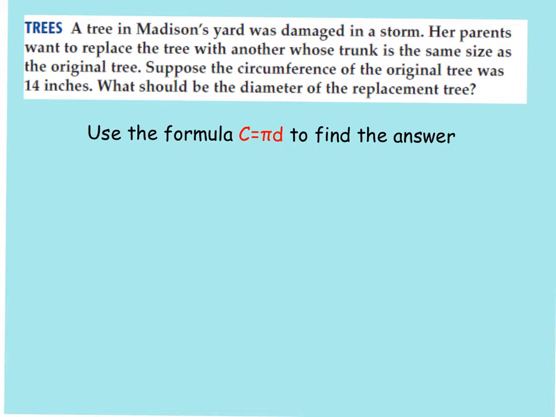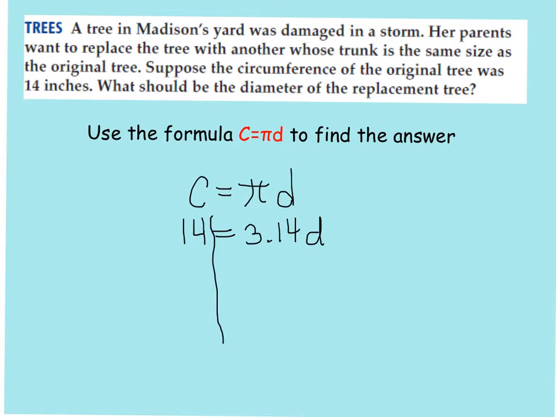Well, let's see. It says to use the formula for circumference to find the answer. I think that makes sense because they do give us the circumference of the original tree. So let's go ahead and take our formula, circumference equals pi times the diameter, and plug in what we know. We know that the circumference of the tree was 14 inches, so let's put 14 for the circumference. We also know that pi is equal to 3.14. The only thing we don't know is the diameter.